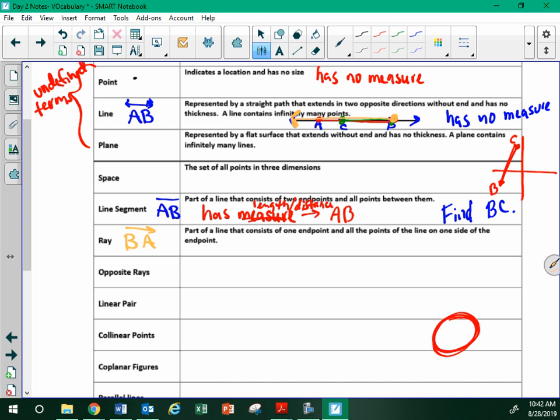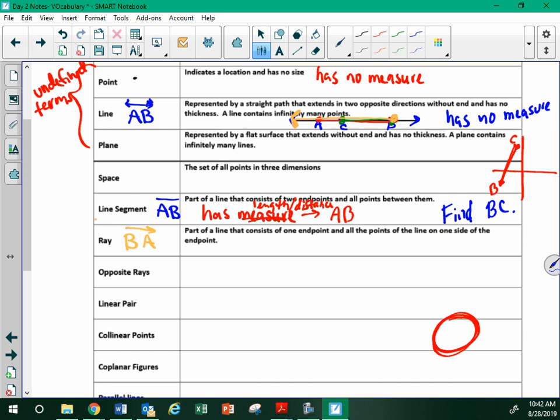Now notice I don't change the order of my letters and the orientation of my arrow to match our picture, because here it's a nice horizontal one, but if I have something like this, where this is, let's say, Z and X, I'm not going to draw my picture to be like this. Okay, so we always write it left to right, where our first letter is going to be the endpoint, and the second letter is the direction. So I don't want to see arrows going to the left. All right, so that's ray BA.